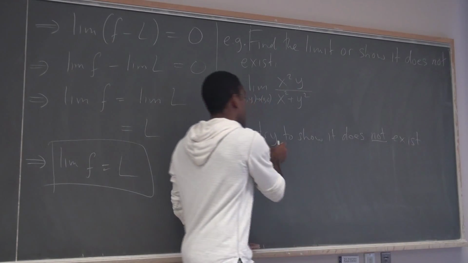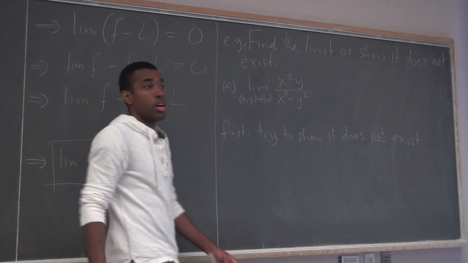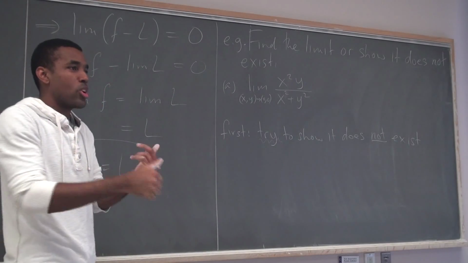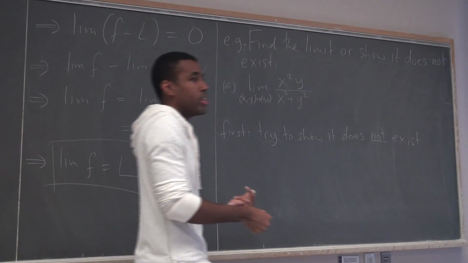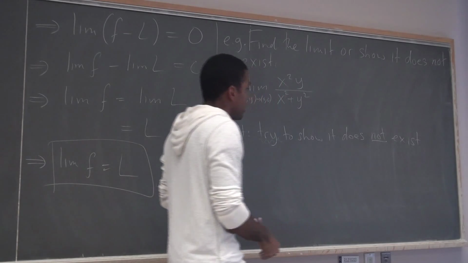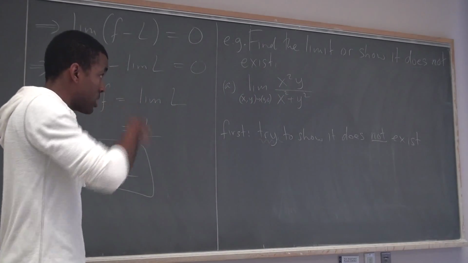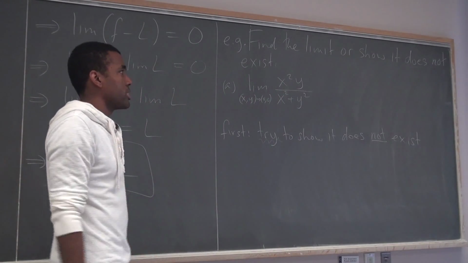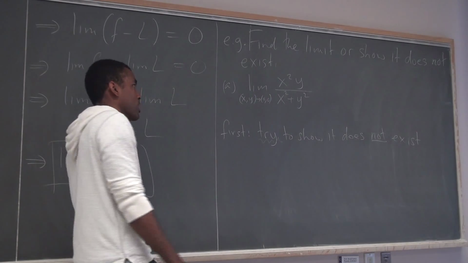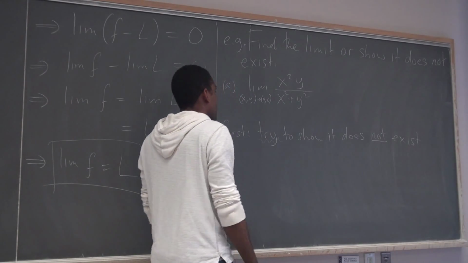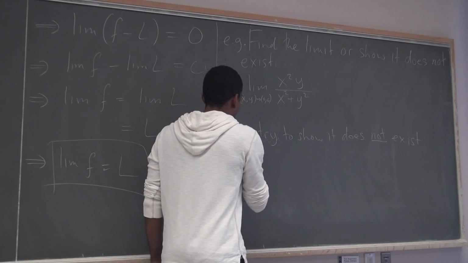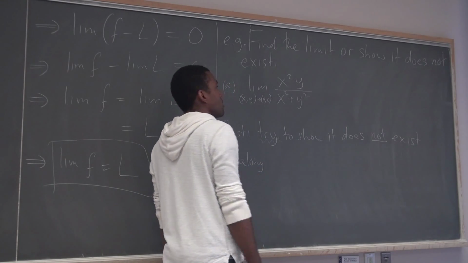Emphasis on the word try. I don't know if it exists or not, but I'm going to take a shot at it because I know how to choose 2 paths very efficiently. I can get through this very quickly, and it's just something that will save me time if it does not exist. I'm not going to just try to show it exists. No, I'm going to first try to disprove it. First try to show it does not exist. Okay? So what would be my paths here?